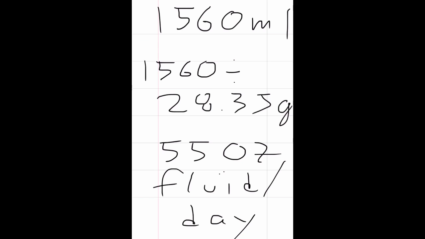If we wanted to convert this into ounces, 1 milliliter of fluid masses out at about 1 gram, and 28.35 grams are approximately 1 fluid ounce. So 1,560 divided by 28.35 is approximately 55 ounces of fluid per day, bare minimum, for this particular athlete.